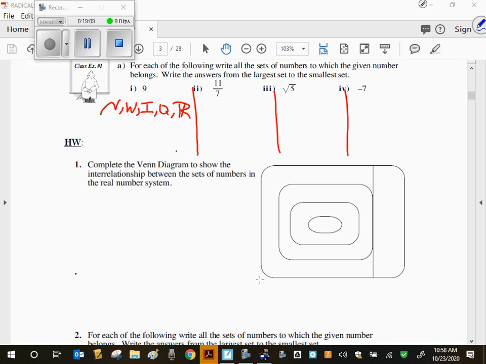Now let's go to this almost 7-Eleven fraction. Is it natural? No. 1, 2, 3, 4. Nope. What is it? It's real and rational. Good job. That's it.